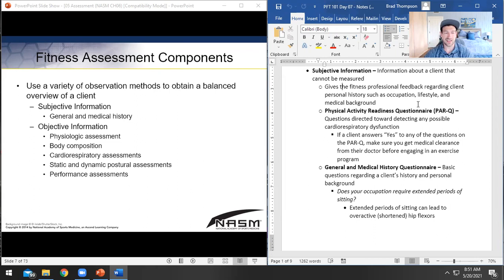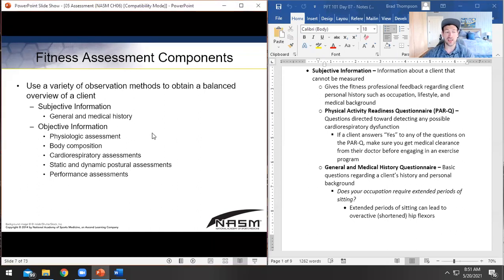So sometimes I feel like a lot of personal trainers don't put enough emphasis on it because they're like, I want the trackable, measurable stuff. But the subjective information is really, really handy because it really does inform you. It's sort of like if objective information is the what about your client's current status, your subjective information is the why about how they got there, right?